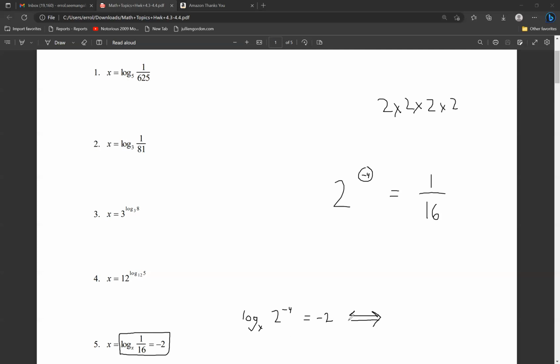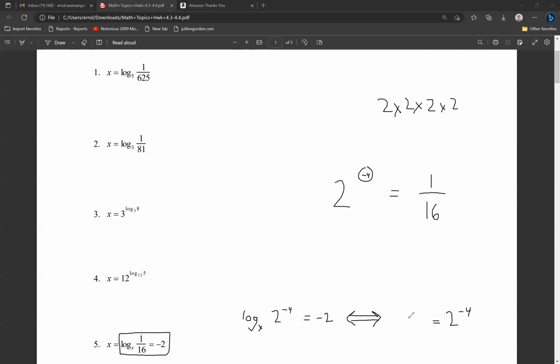So then this is the same thing as what? This is the same thing as 2 to the negative 4. This will be the answer, right? So 2 to the negative 4 would be the answer. And what goes on the left side?